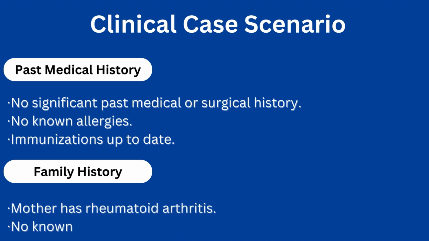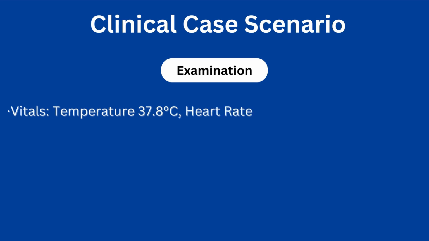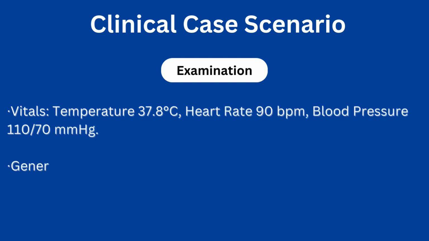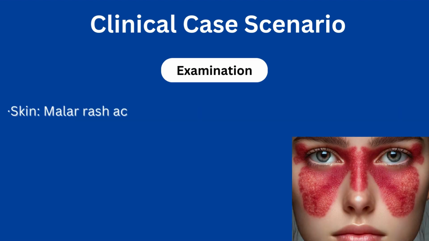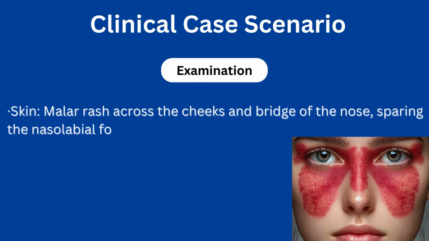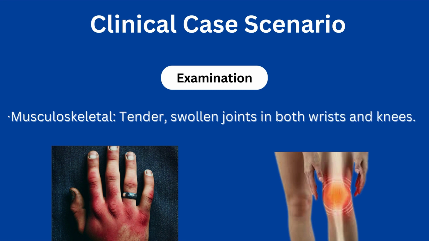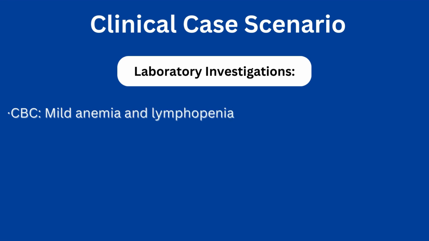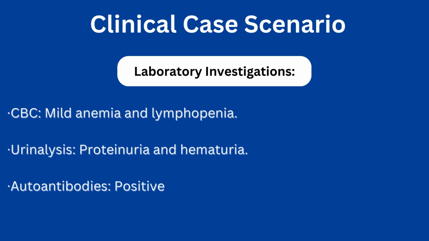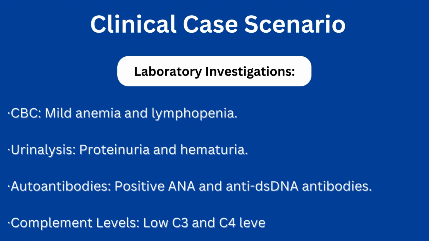No significant past medical or surgical history, no allergies, and immunizations are up to date. Regarding family history, her mother has rheumatoid arthritis. On examination, she has normal vital signs, temperature, heart rate, and blood pressure, but general appearance shows she is tired with noticeable weight loss. Skin shows a rash across the cheeks and the bridge of the nose, sparing the nasolabial fold. Musculoskeletal examination shows tender, swollen joints in both wrists and knees. Other examinations are normal. Lab investigation shows mild anemia and lymphopenia in CBC, proteinuria and hematuria in urine analysis, positive ANA and anti-double-stranded DNA antibodies, also low C3 and C4 levels.